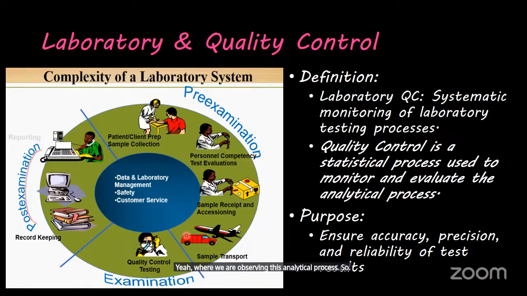So what exactly is quality control? It is the systematic monitoring of the laboratory testing process, where we analyze the testing process by means of statistical measures. And this will ensure the accuracy, precision, and reliability of our test results. So this is very, very important.